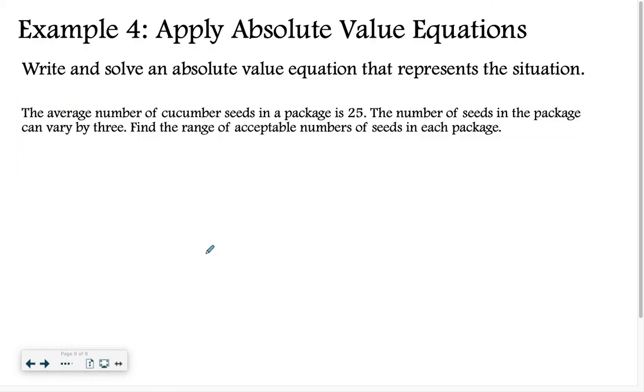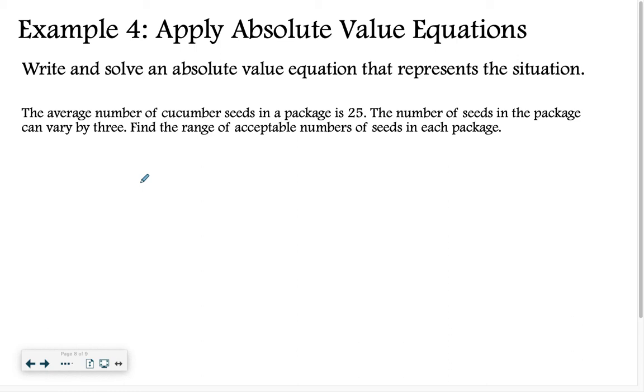So let's look at our very last example for today. It is write and solve an absolute value equation that represents the situation. The average number of cucumber seeds in a package is 25. The number of seeds in the package can vary by 3. Find the range of acceptable numbers of seeds in each package.